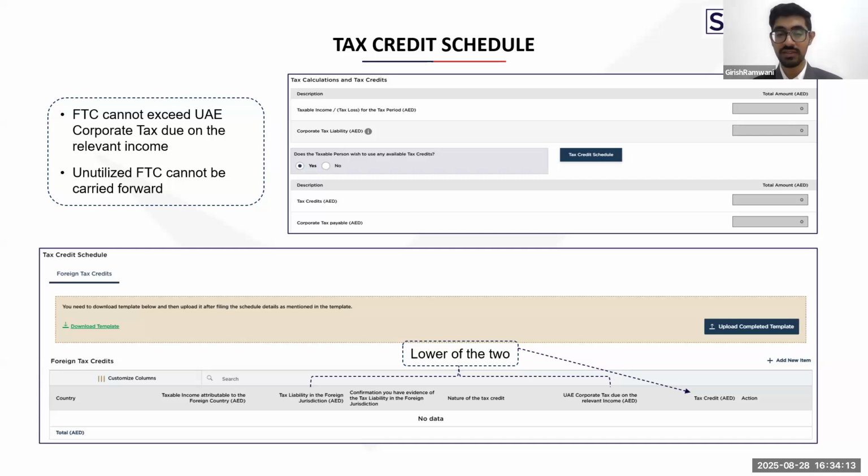What is the nature of the tax credit? You need to give the details. If it was a federal tax or corporate tax only, then it would be allowed. Then UAE corporate tax due on the amount: if that income would be taxed in UAE, then what would be the amount of tax? The lower of the two is going to be your tax credit, which is going to come in the last field in the FTC schedule.